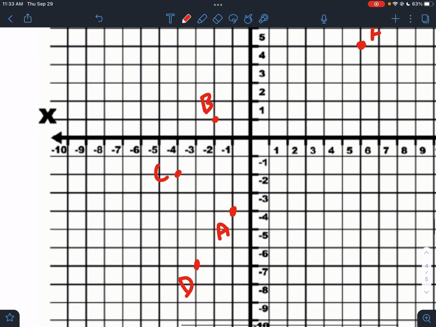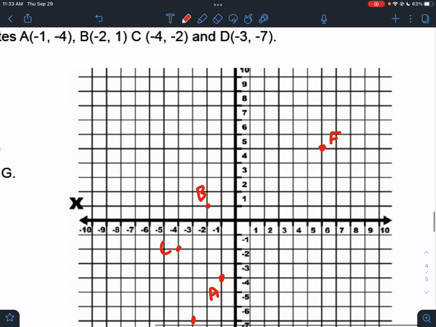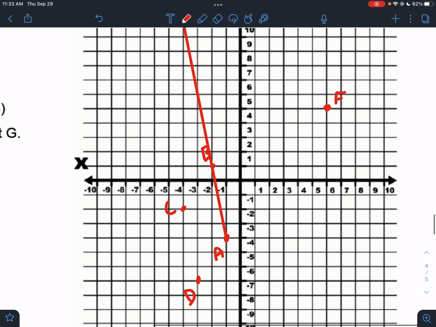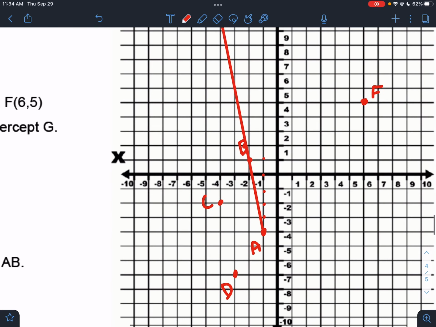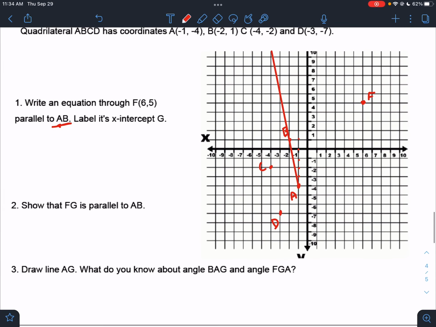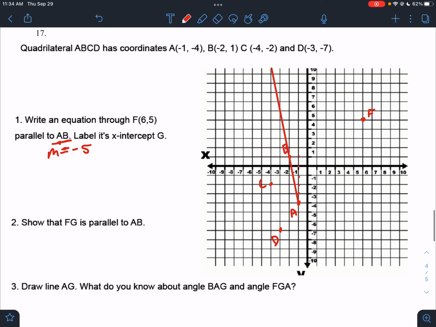So I need a line that goes from A to B this way. That's a little different. So something like that. So that'd be 1, 2, 3, 4, 5, 1. So that's up 5, left 1. That's a slope of -5. So you can get the slope any way you want, but from A to B, that slope is -5. I don't care how you do it. I promise that's what you'll get.